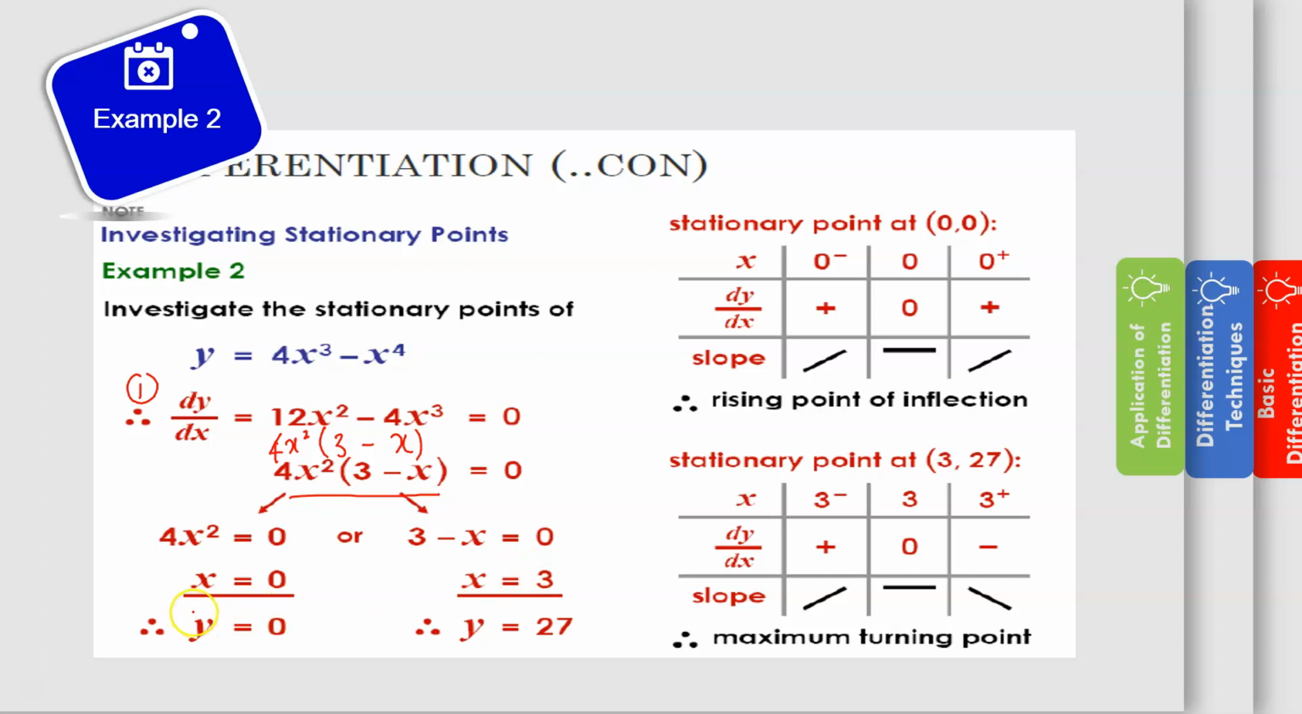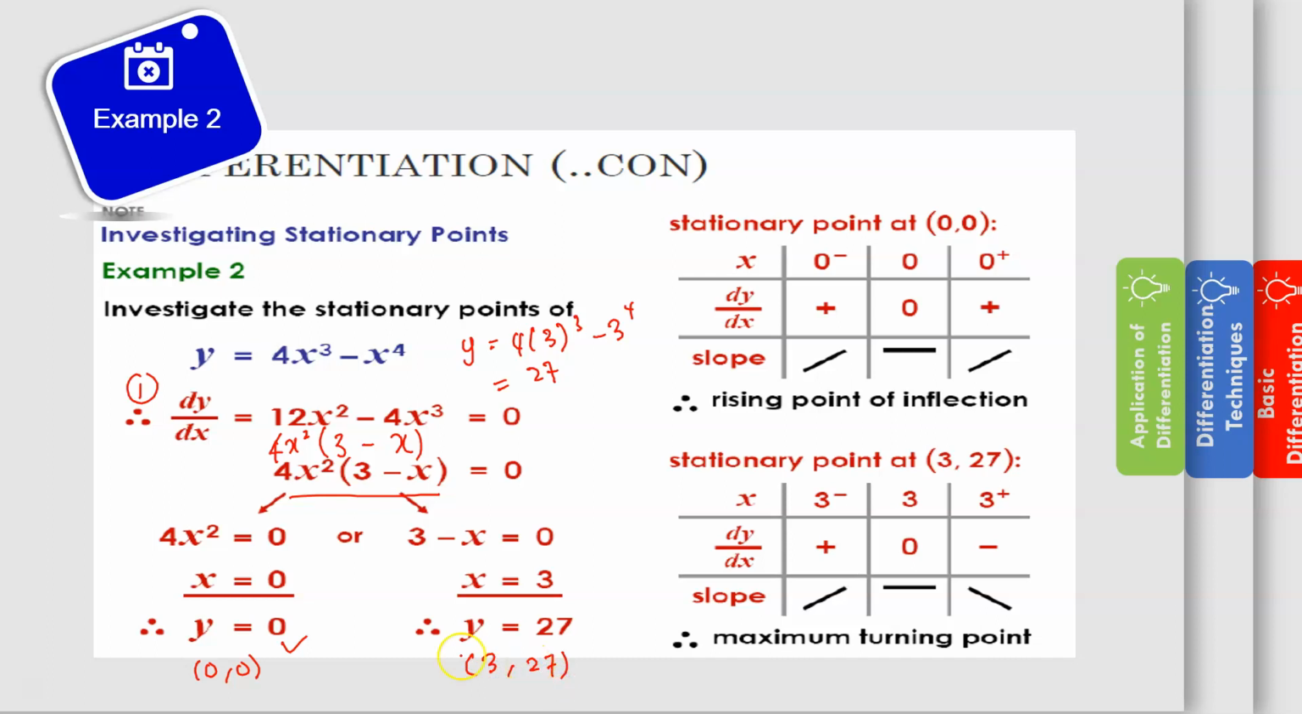We can compute the point for the y for each x. When x equal to 0, in this case we substitute. So y is back to the original function. We substitute 0 in this function, we got equal to 0. And then when x equal to 3, we substitute 3 in this original equation. We have y equal to 4 times 3 cubed minus 3 to the power of 4. You solve this one, you got 27. So we have stationary points of 0, 0, and also this one 3, 27.